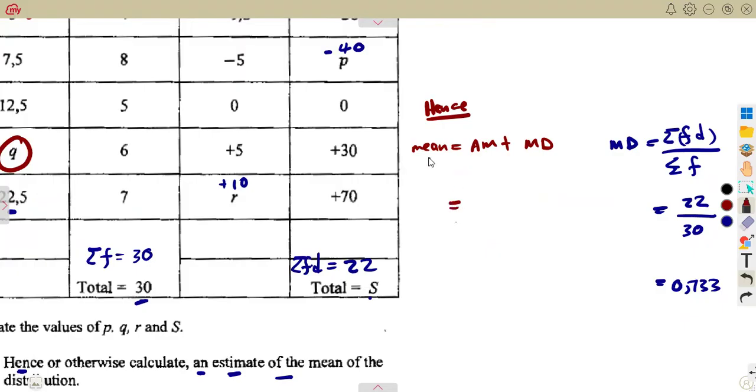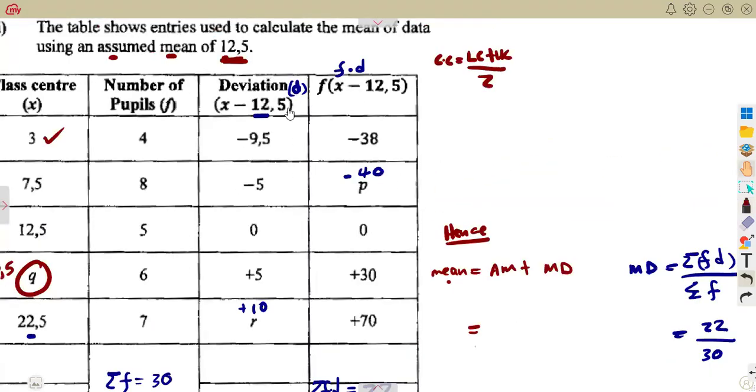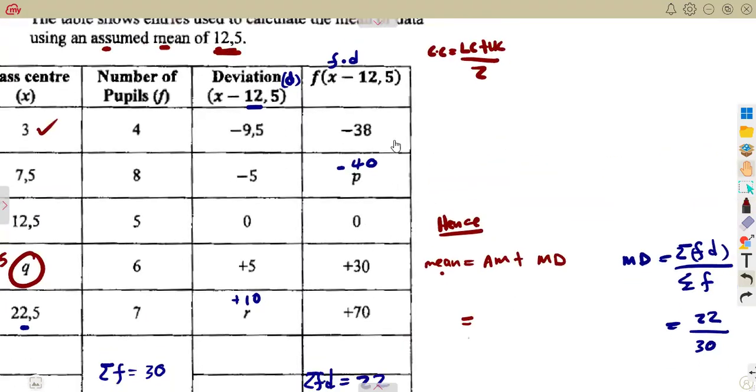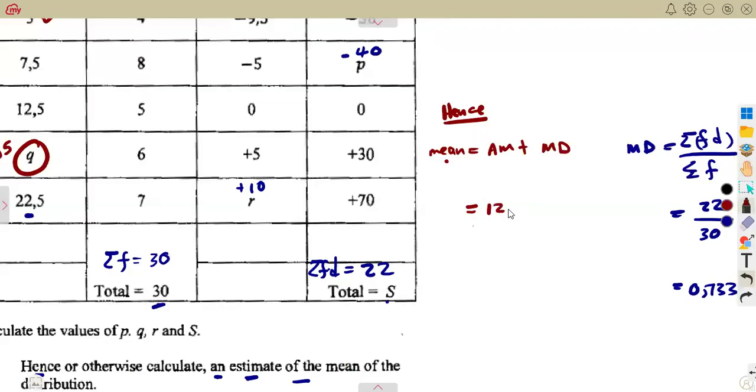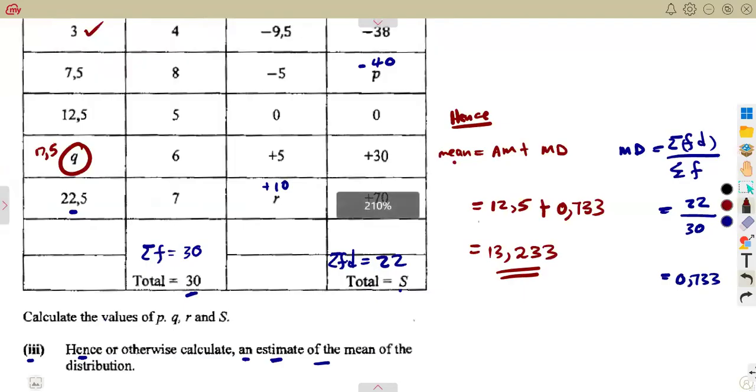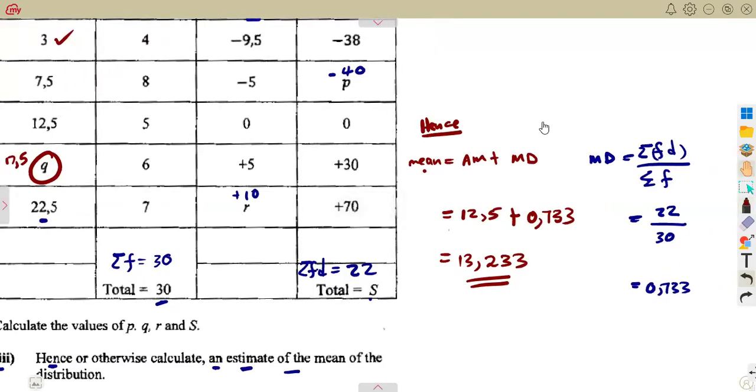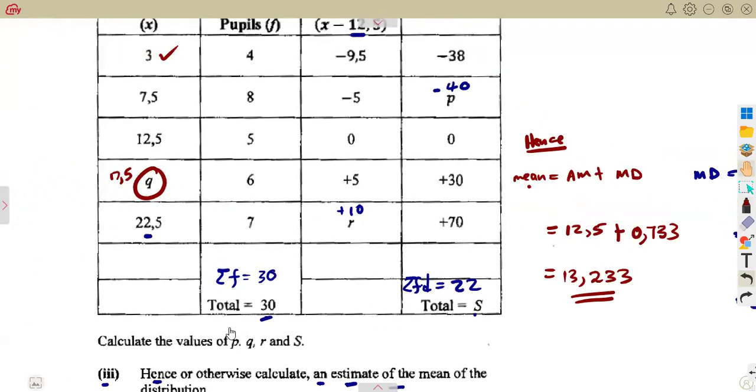Then from there, you can now calculate your mean, where the mean is the assumed mean, the one that you are given. Remember, you're told that the assumed mean is 12.5. So you're going to add 12.5 to the mean deviation, the one that we are given, 0.733. So that was going to give us the mean now, which is 13.233. That becomes the mean. Using this table and using the concept of the mean deviation, calculate your mean deviation, then you calculate your mean. Assumed mean plus mean deviation. So it can be like that.